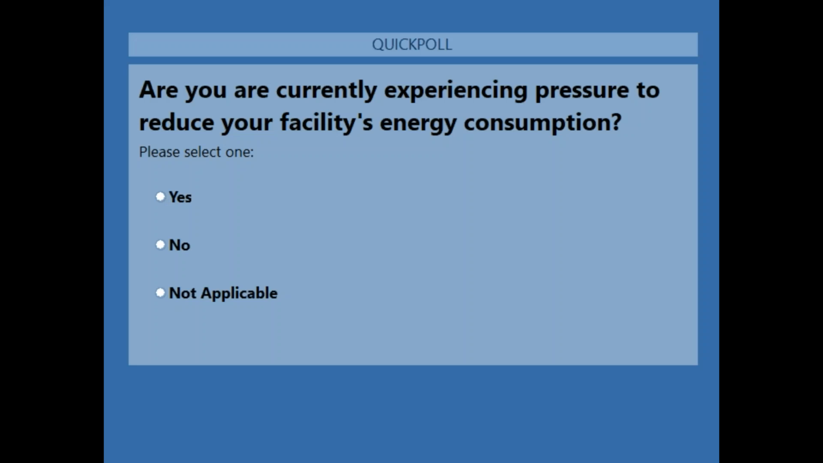Which of us are currently experiencing pressure to reduce our facilities' energy consumption? And I would also say, or pressure to reduce facility consumption of our client. So Cheyenne, if you could activate that poll. That poll is launched, and I'll leave it open again for about another 30 seconds to a minute so we can get everyone's responses in.